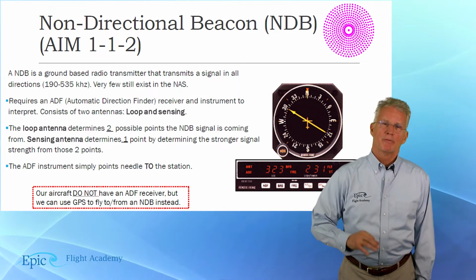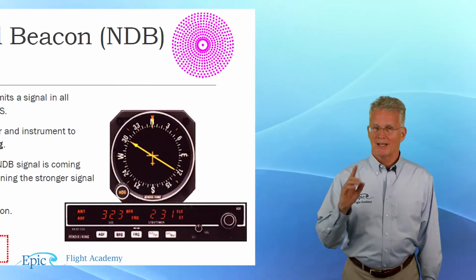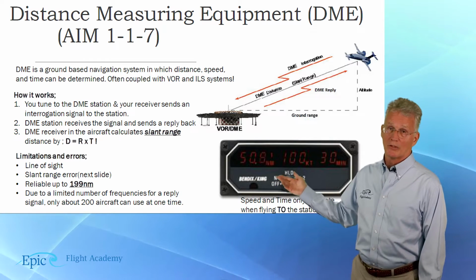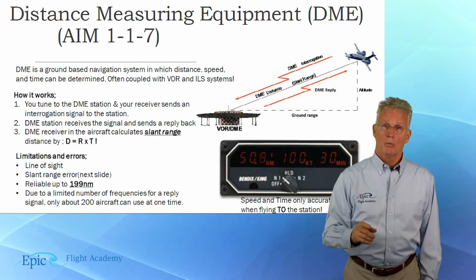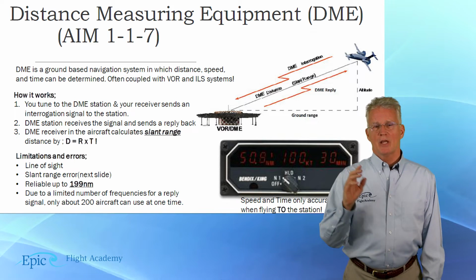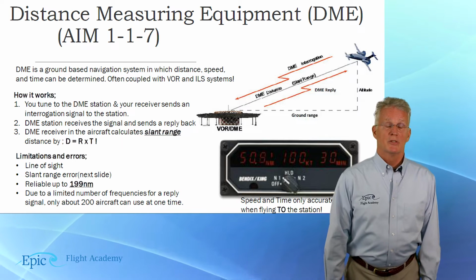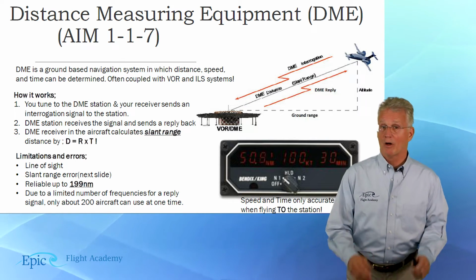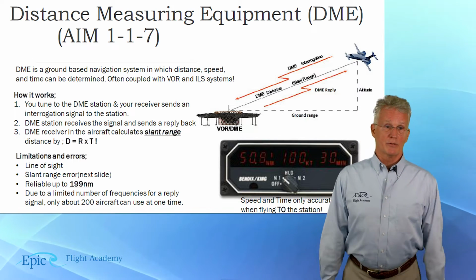The next type of equipment we want to talk about is distance measuring equipment. Again, review it with your flight instructor in the AIM Chapter 1, Section 1. Now you're in Paragraph 7, 1-1-7. This is a ground-based navigation system in which distance, speed, and time can be determined. Now, these are often coupled with a VOR or an ILS system.